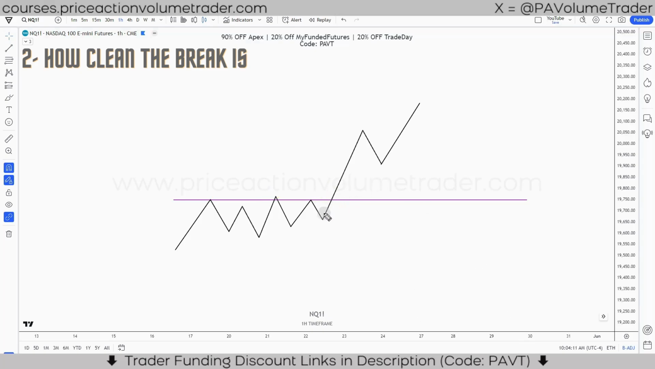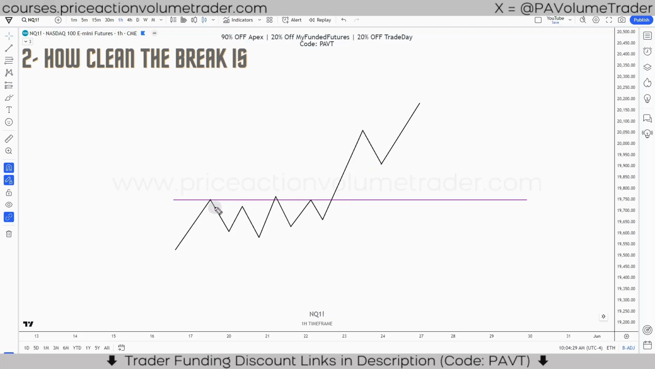Because over here, if we would have broken out and done like this and then continued, and then we're coming back into this level, I don't have as much conviction, because this is not a fresh level anymore, because we already had a retest here.